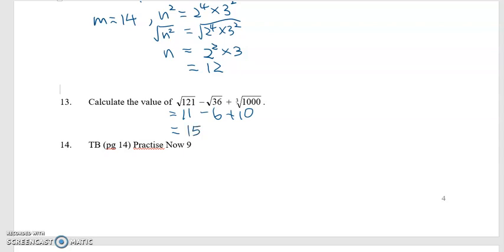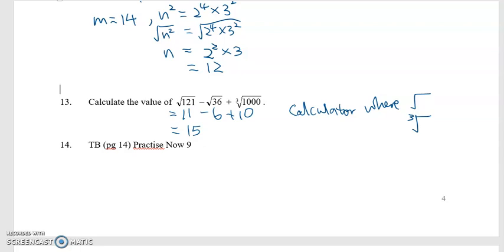15. Okay, I want everyone to try using your calculator. The purpose is to know where the square root sign and the cube root sign are. So you try that and you should be able to get 15 as well.